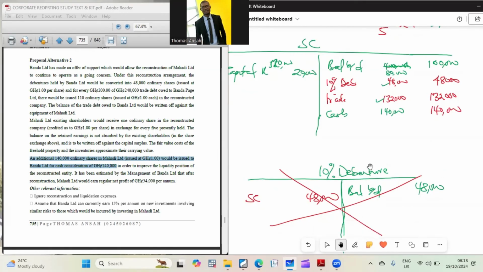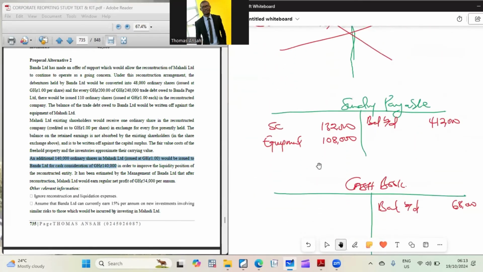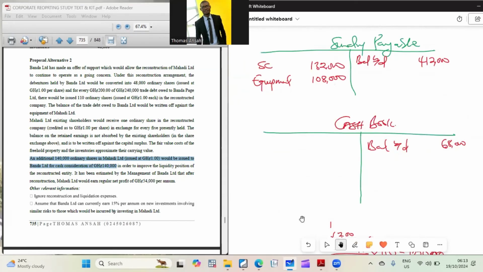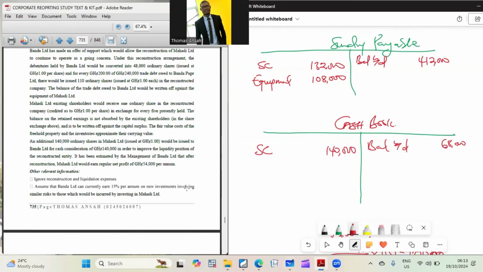Then it is cash. Cash is coming in. We already had an overdraft, but additional cash is coming in. So we have stated capital, cash coming in of 140,000. That is it. In order to improve the position, it has been estimated that Banda profits. So we are done. That's all. So close it out. Go and prepare and finish your balance sheet.